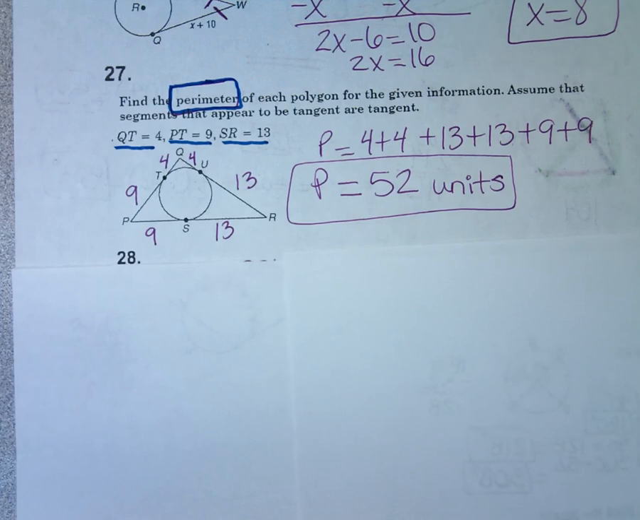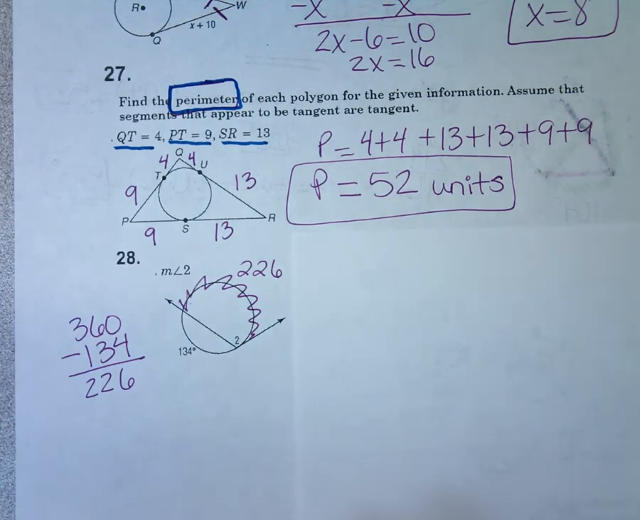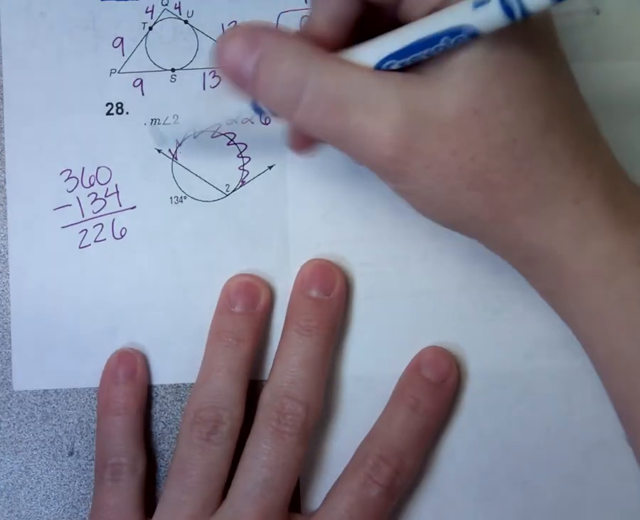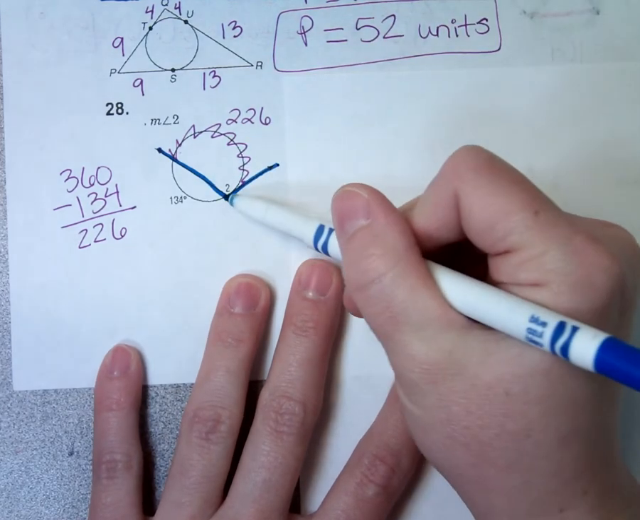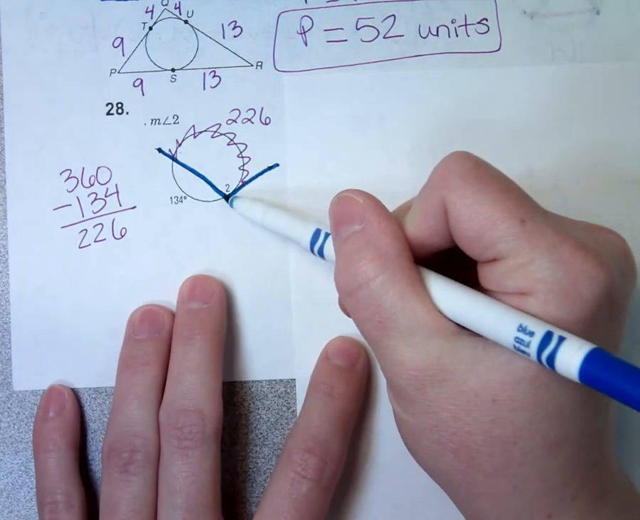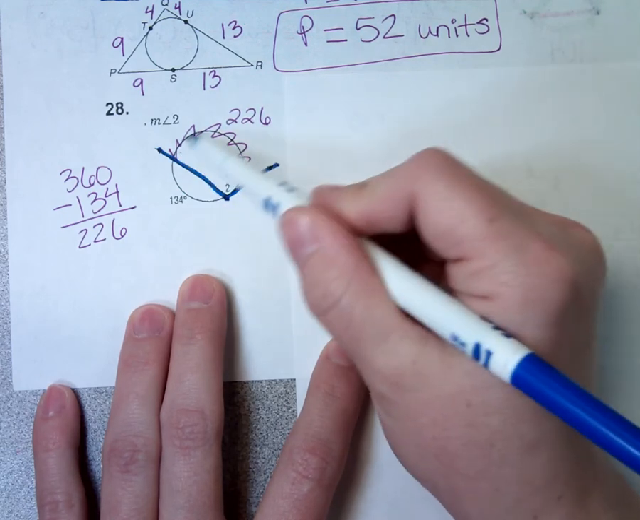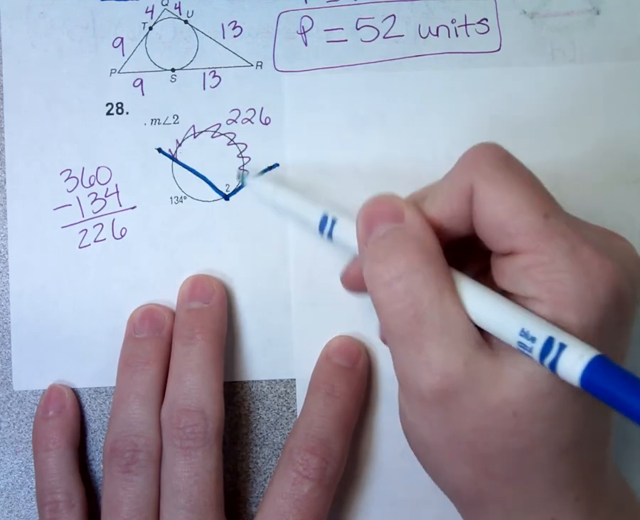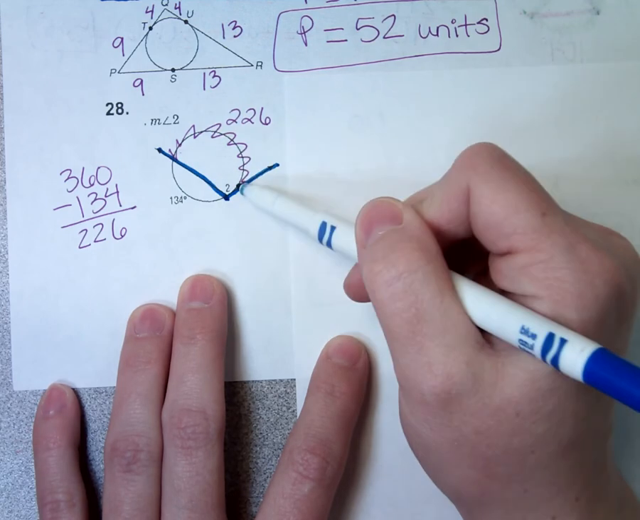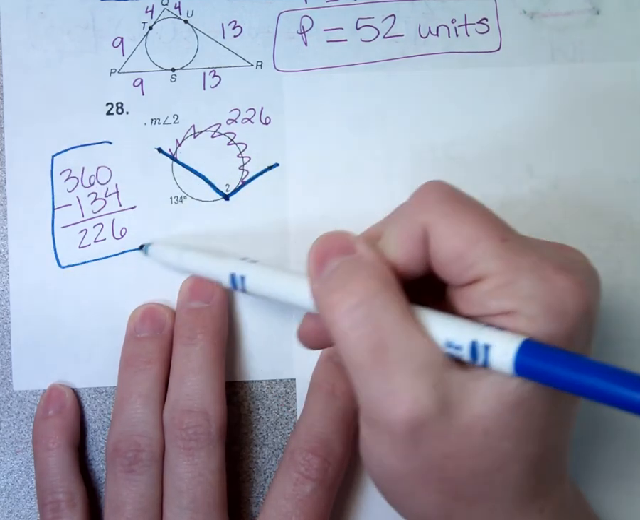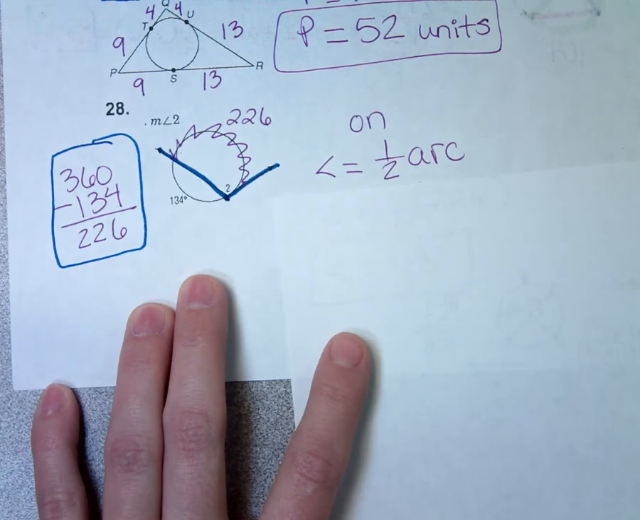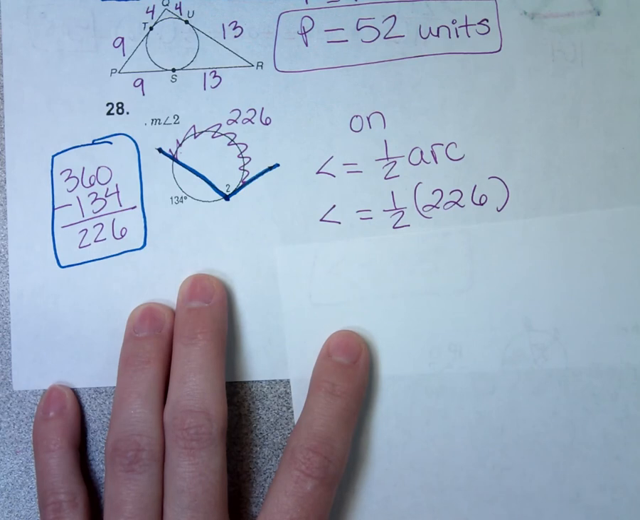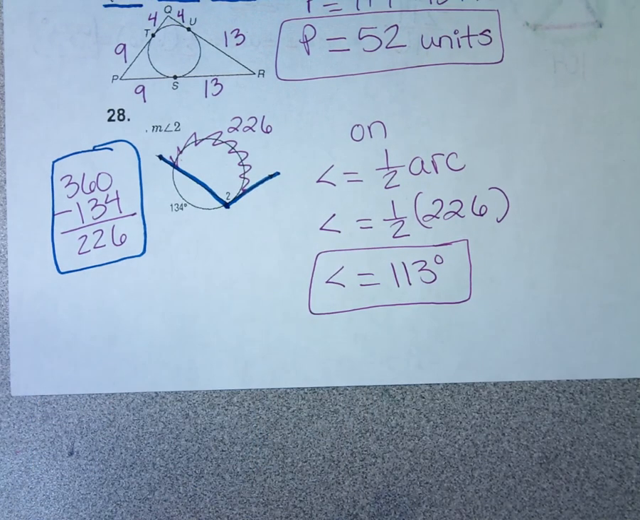Okay, next one. Measure of angle 2. You can see that angle 2's vertex is on the circle. So if I want to find it, since it's on the circle, I take half of the intercepted arc. I just had to figure out what this arc was here. So I took 360 minus 134. Once I found out that was 226, I do what the formula says, which is take half of the arc. So half of 226, 113.